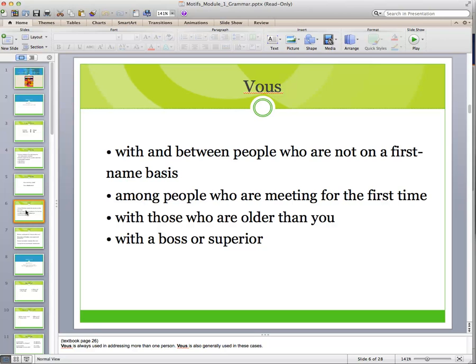It's used among people who are meeting for the first time, with those who are older than you, and with a boss or a superior. Remember that vous is also used with groups of people.